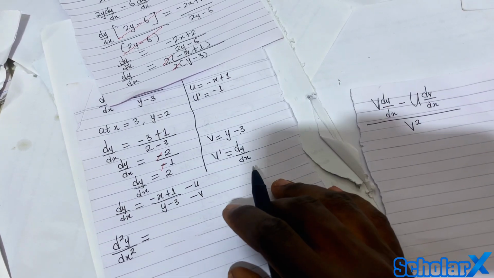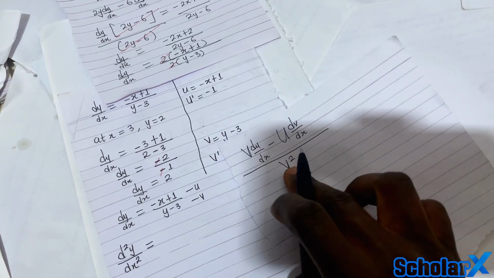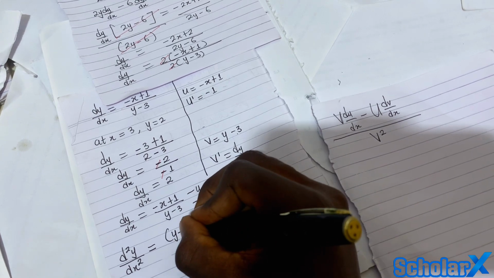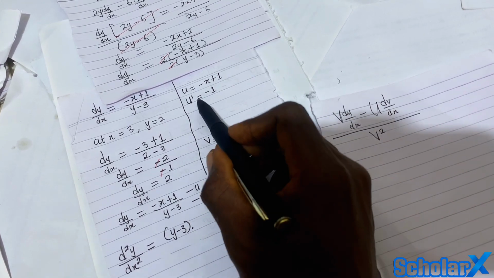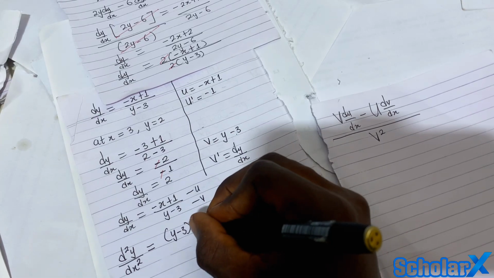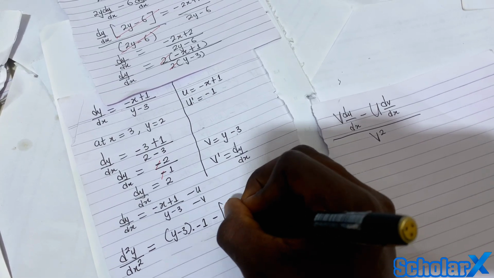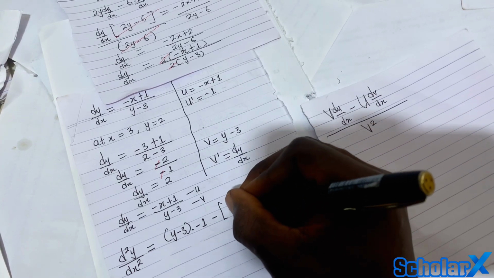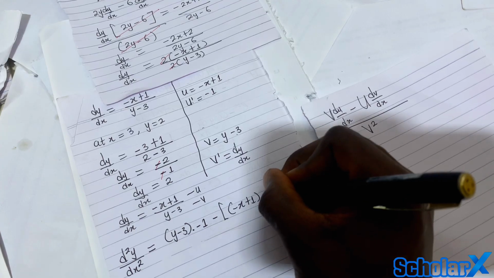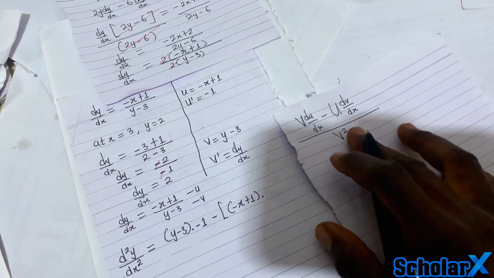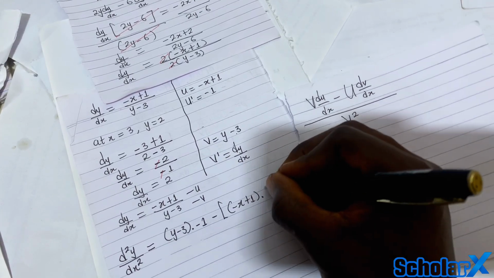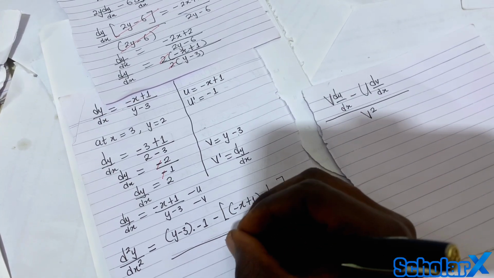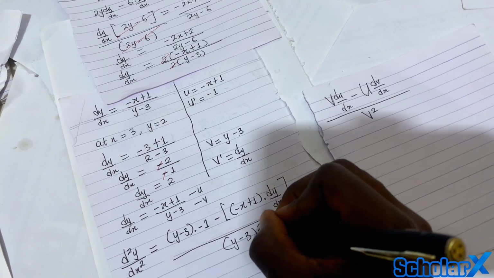It's gone. All right. So now finally putting into this formula, v du/dx, that means v, what is our v? y minus 3, multiplied by, what's our du/dx? Our du/dx is the same thing as u prime, which is minus 1. All right, minus into bracket u. What is our u? Our u is minus x plus 1, multiplied by dv/dx, that's our v prime, that's dy/dx. All right, all divided by v squared. What's our v? y minus 3 all squared.